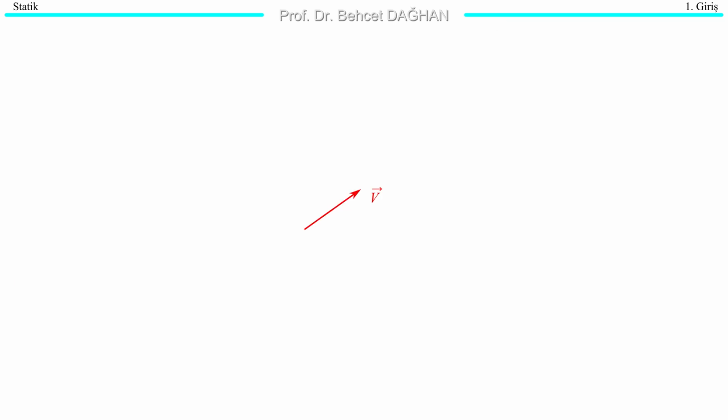We represent a vector with a directed line segment. We write its name next to it. Now if we place another V symbol next to this vector, it will show its magnitude. We show the magnitude of a vector by removing the arrow above it. Sometimes we show it with an absolute value sign. We use one of these two alternatives depending on the situation.